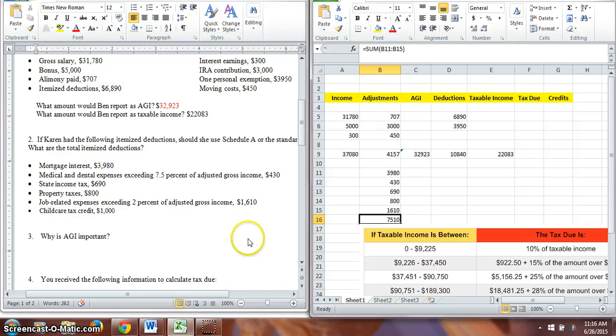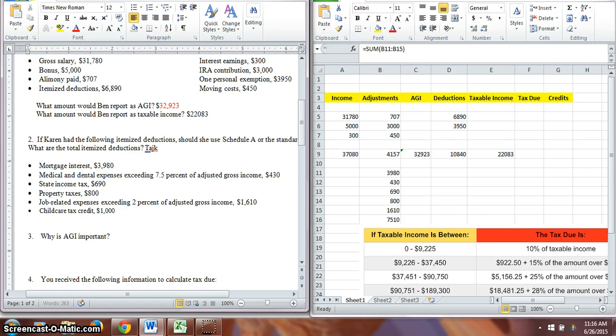7510. Is that greater than our standard deduction? Yes, it is. So what should she do? We go up here and answer this. Take itemized deductions of 7510. Done with that problem.